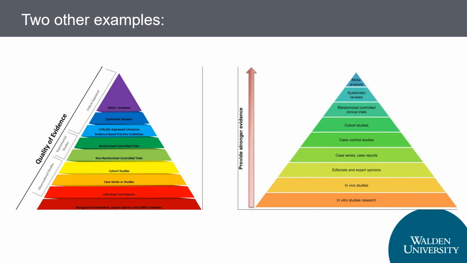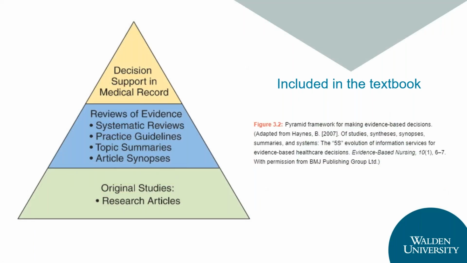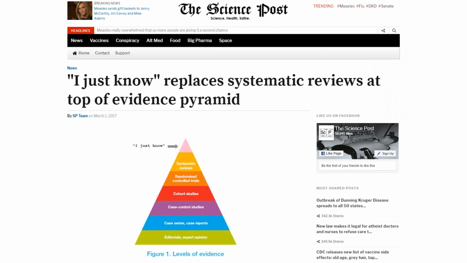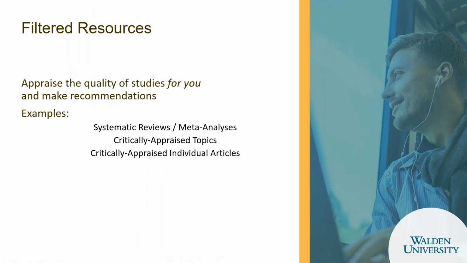And don't get too caught up in all the different levels, because then I found this one also in the textbook for Nursing 6052 that actually takes into account the medical record of the patient and the decision support that you have there. So as long as you know that some types of evidence are more important than others, I think you'll do okay. Unless you're just using the I-just-know top of the pyramid of something that you've been doing as a nurse for the last 10, 15, 20, 50 years, okay? So the pyramid consists of filtered resources at the top. Those are your systematic reviews, your meta-analysis, and critically appraised things.